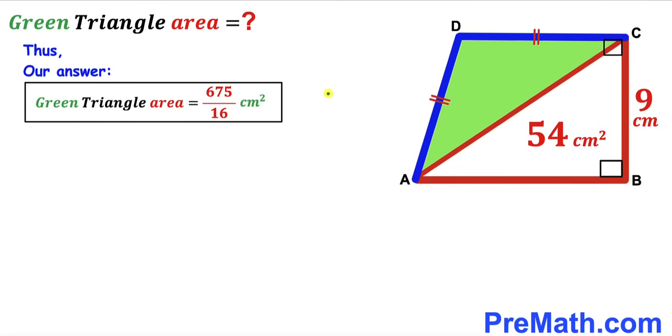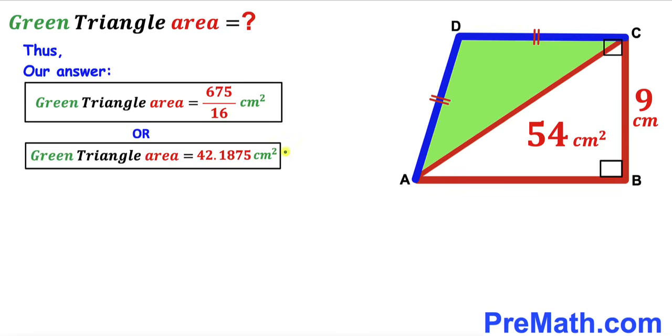So thus, after all the calculations and manipulations, the green shaded triangle area turns out to be 675 divided by 16 centimeter square. And in terms of decimals, it's going to be equal to 42.1875 centimeter square as well. And that's our final answer.